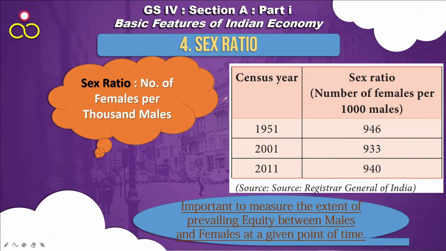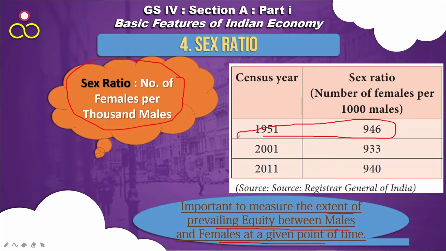Sex ratio is the number of females per thousand males. This is a very important ratio to measure the extent of prevailing equity among males and females at a given point of time. This is a very interesting trend here. In 1951, the sex ratio, the number of females per thousand males, was 946. It came down in 2001 to 933. What happened?